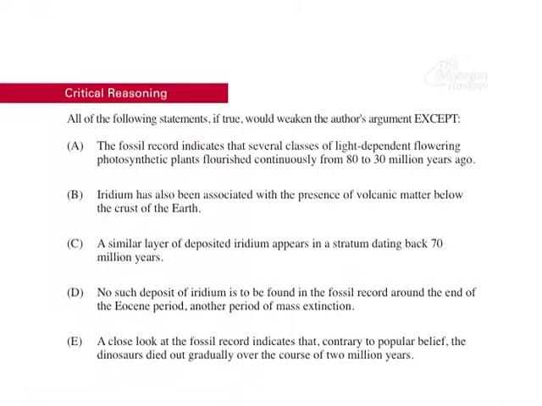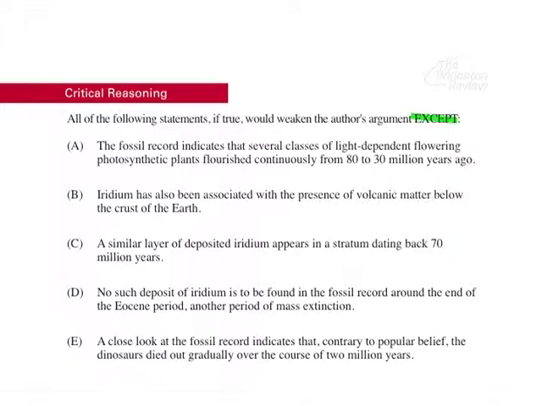So now that we know what the gap is, let's take a closer look at the question. All of the following statements, if true, would weaken the author's argument except. This question is asking us which of the answer choices doesn't weaken the author's claim. Well, now that we know what the gap in the author's reasoning is, let's look at the answer choices. A. The fossil record indicates that several classes of light-dependent flowering photosynthetic plants flourished continuously from 80 to 30 million years ago. This answer choice shows that plants that needed light were still around at the time of the dinosaurs' extinction.